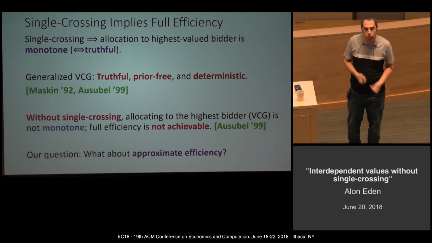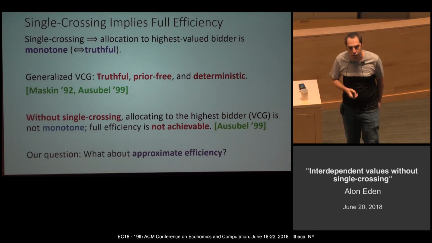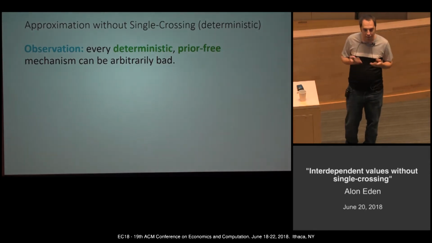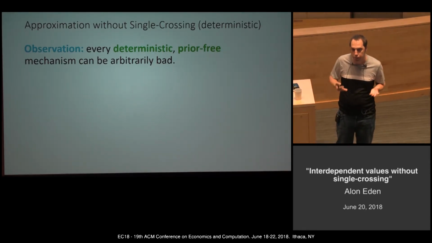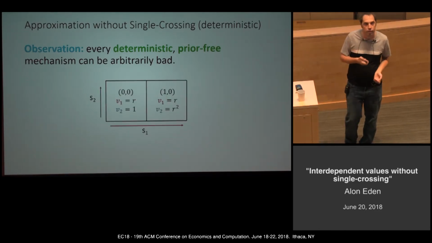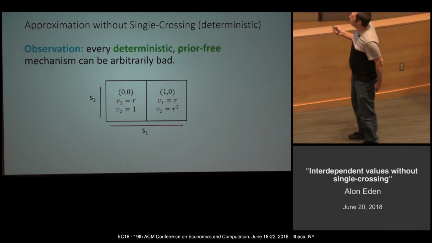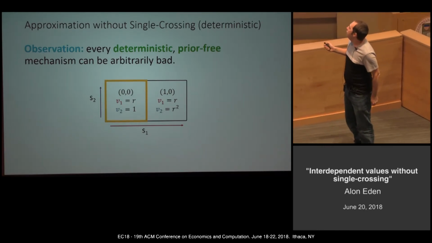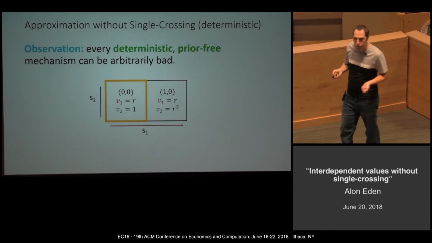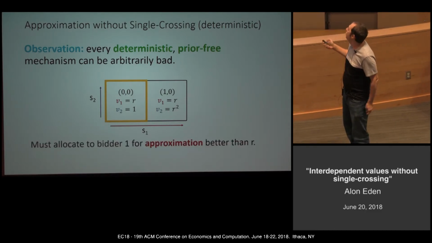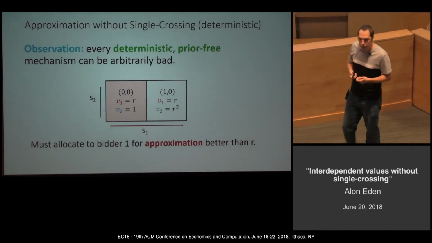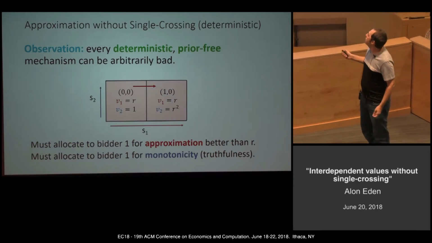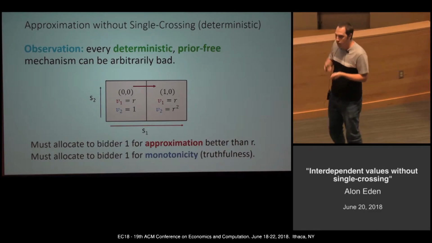So a natural question we ask is, what about approximate efficiency? If we can't achieve full efficiency, what about an approximation guarantee to the welfare? Okay, so here's a simple observation. If we shoot for something that is prior-free and deterministic, we can't have any guarantee. It could be really bad. Consider this really simple instance where only the red player has 2 signals and the blue player has 1. So when we look at the bid profile 0, 0, we must allocate to the red player because the blue player doesn't approximate the red player to a factor of r. So we allocate to the red player. And unfortunately, truthfulness means that we also need to have a monotone allocation, so we have to allocate to the red player here. And you can see that in this cell, the red player does not approximate the blue player.